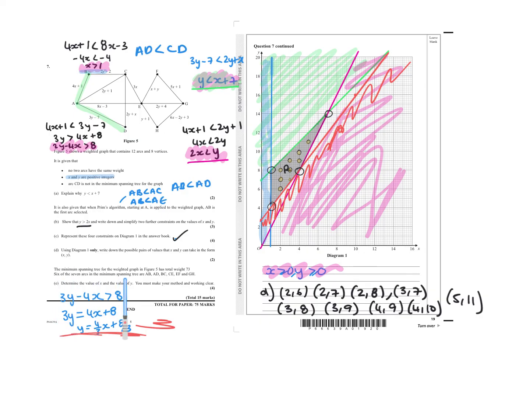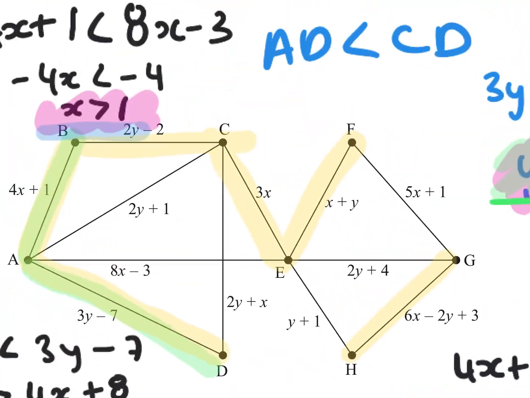6 of the 7 arcs in the minimum spanning tree are AB. Where on earth is AB? Okay, so AB. Then we have AD. We then have BC. CE. EF and GH. Wait, what? Am I missing something? It says 6 out of the 7. Oh, okay, so it's either FG or EH or AG. Okay, that makes sense. Is that enough?